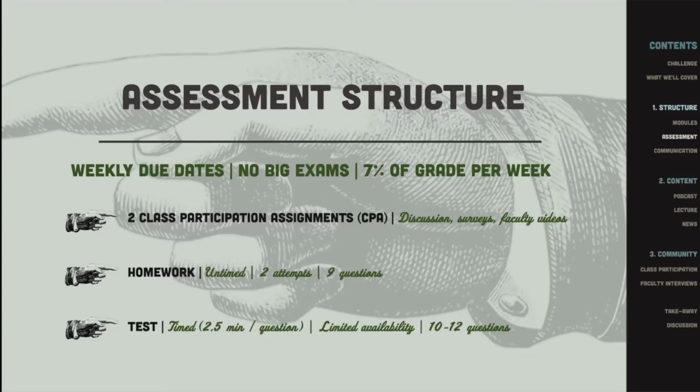The test is timed. They get about 2.5 minutes per question. There's 10 to 12 questions on the test. And the test will only be available for 2 days out of the week. There's a couple of reasons for that, but the main one is an academic integrity issue. Also, spreading out your assignments over the course of a semester rather than having a big midterm and a big final exam reduces the incentive to cheat as well. So that's another advantage of spreading out the load.